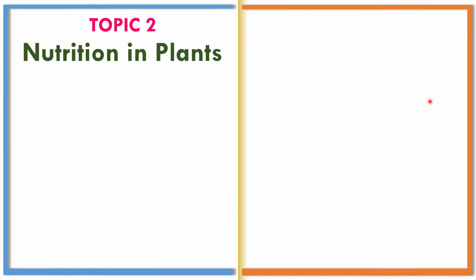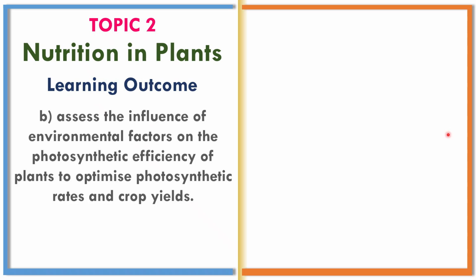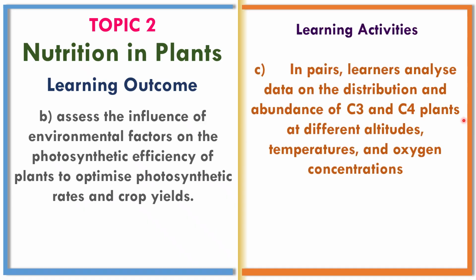I welcome you to topic 2, nutrition in plants, learning outcome B. Assess the influence of environmental factors on photosynthetic efficiency of plants to optimize photosynthetic rates and crop yields. We are going to look at learning activity C.